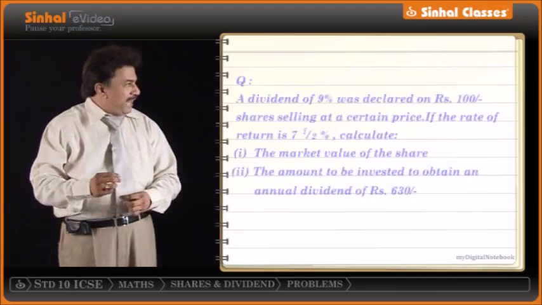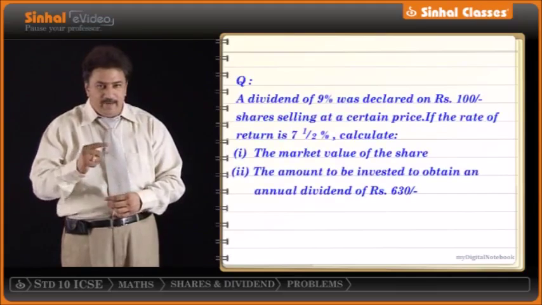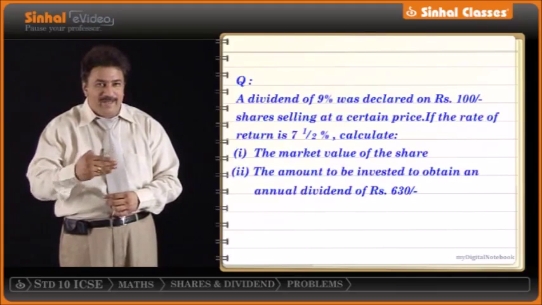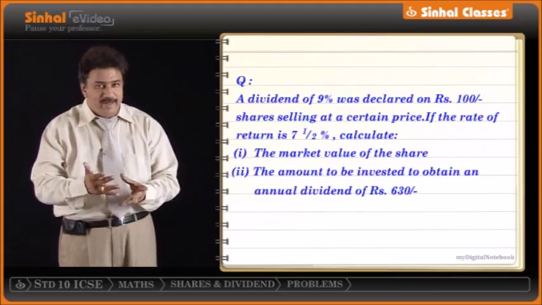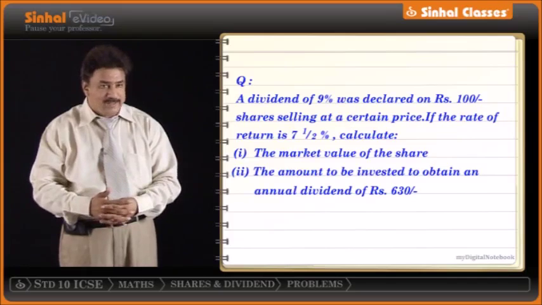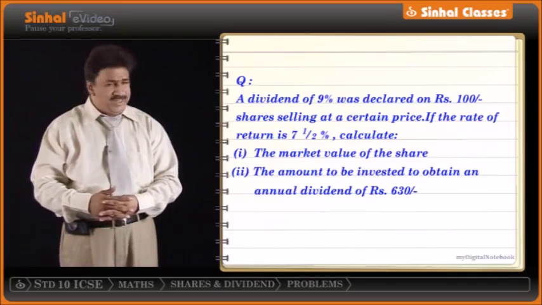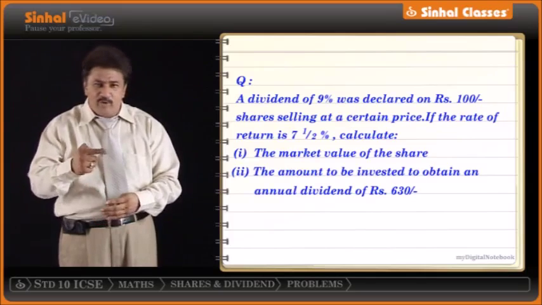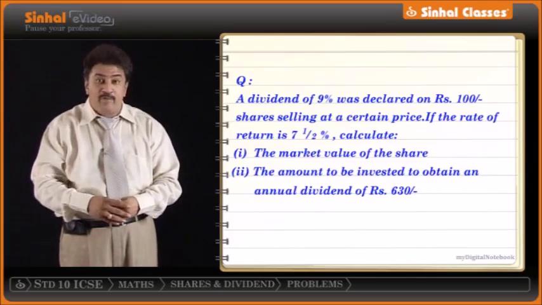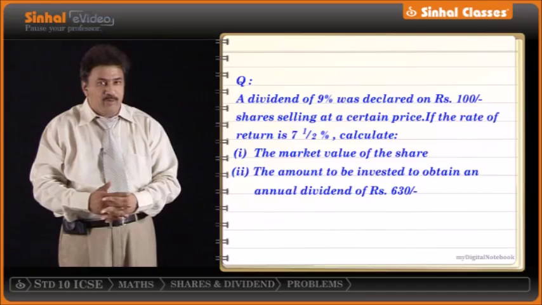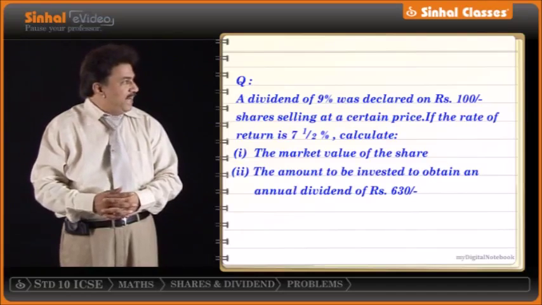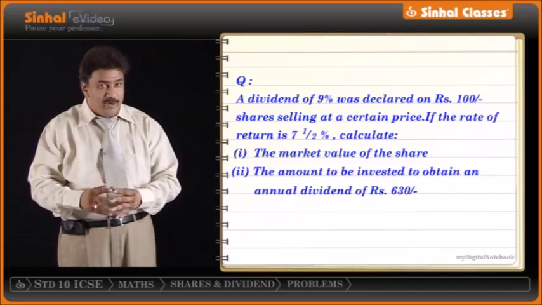A dividend of 9% was declared. A dividend of 9%. In this sum, the beginning is the rate of dividend, that is 9%. What else? On rupees 100 shares. Whenever they say on rupees 100 shares, that means nominal value. Further down, what is given? Selling at a certain price. That is not given to you.